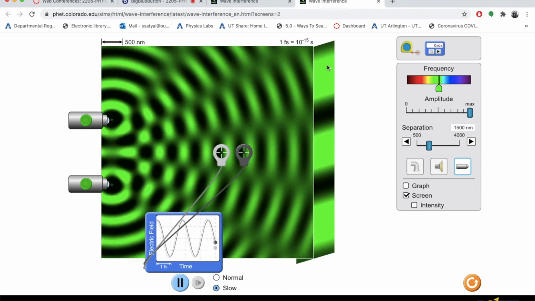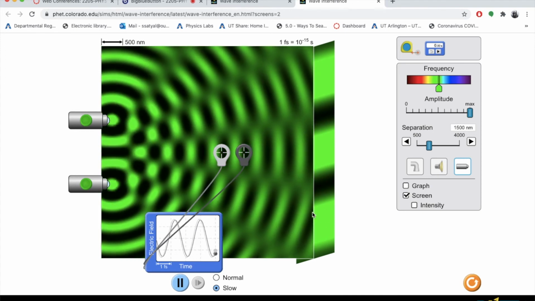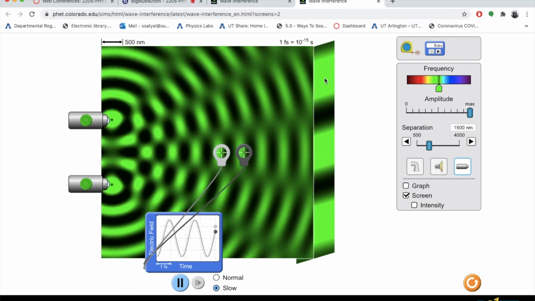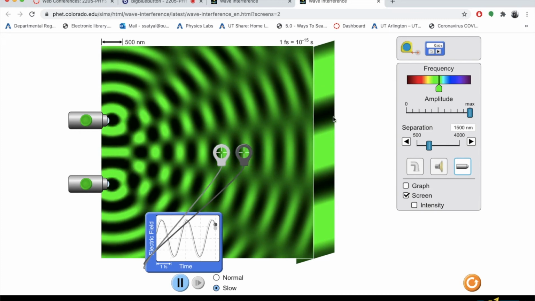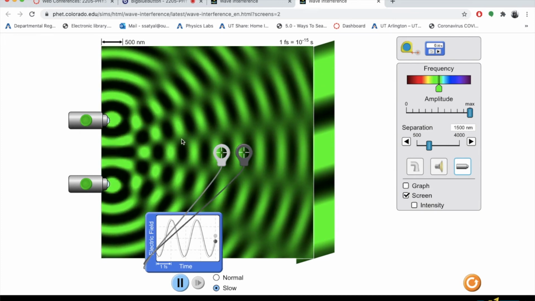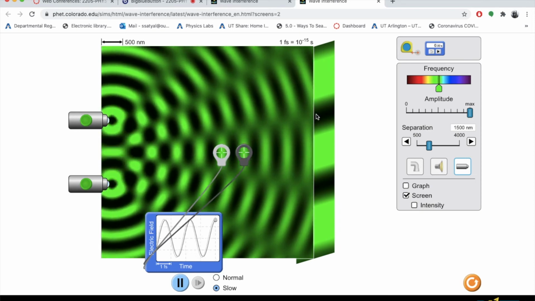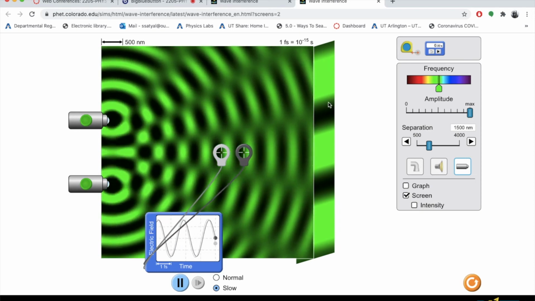So this screen is the point where these two interfering light waves meet, and every one of these green bands means there is a constructive interference happening, while this type of pattern here, when they meet at the end, there is a destructive interference happening, and you see these dark bands here.